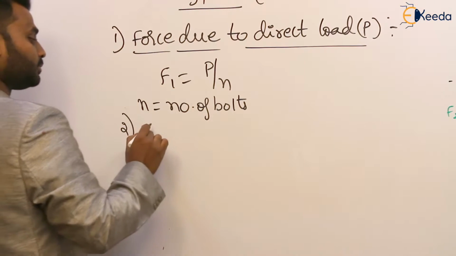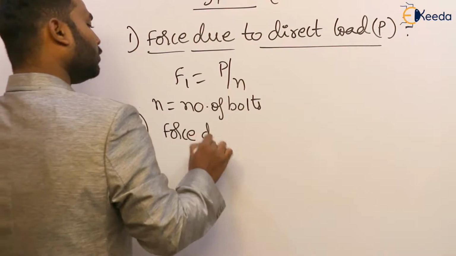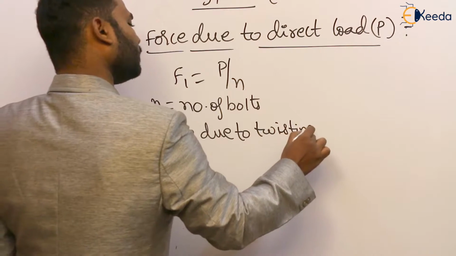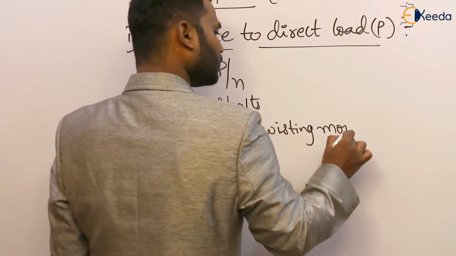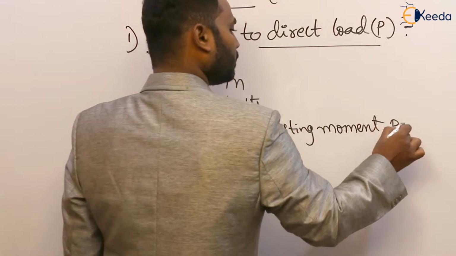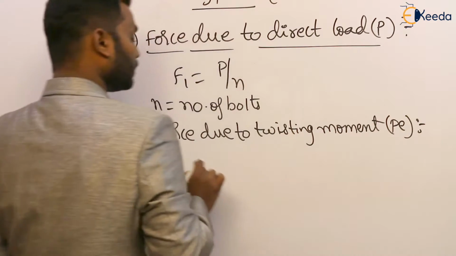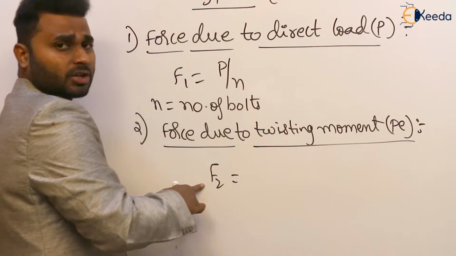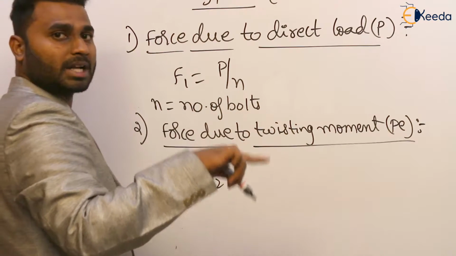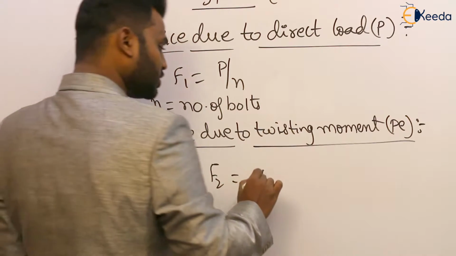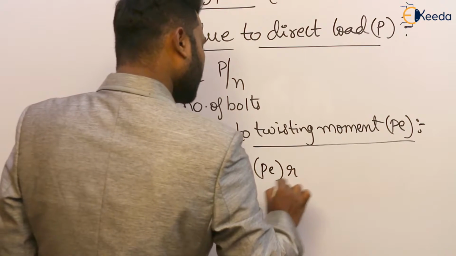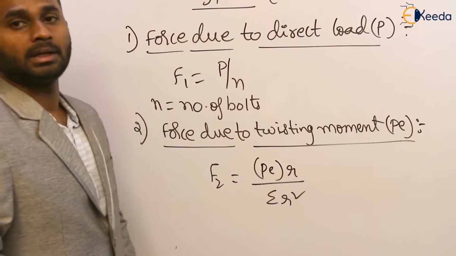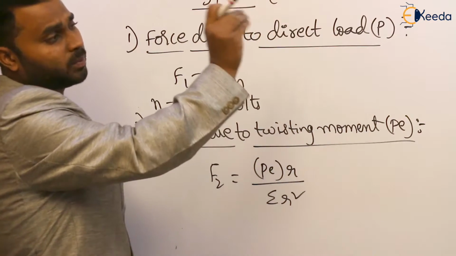Second, force due to twisting moment. The twisting moment here is PE. So how to calculate force F2? Of course, I have shown the derivation of it. F2 is T into R by sigma R square. Here T is the twisting moment, which is PE. So F2 is PE R by sigma R square. So we know how to calculate this R. So these are the forces that the bolt group is subjected to.